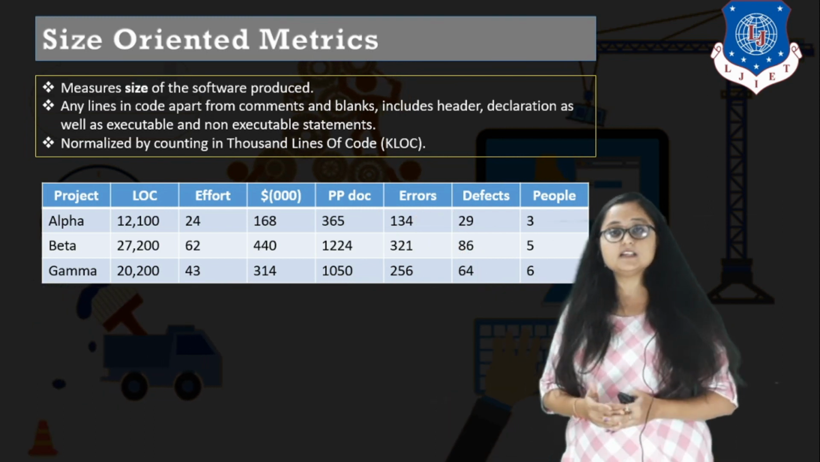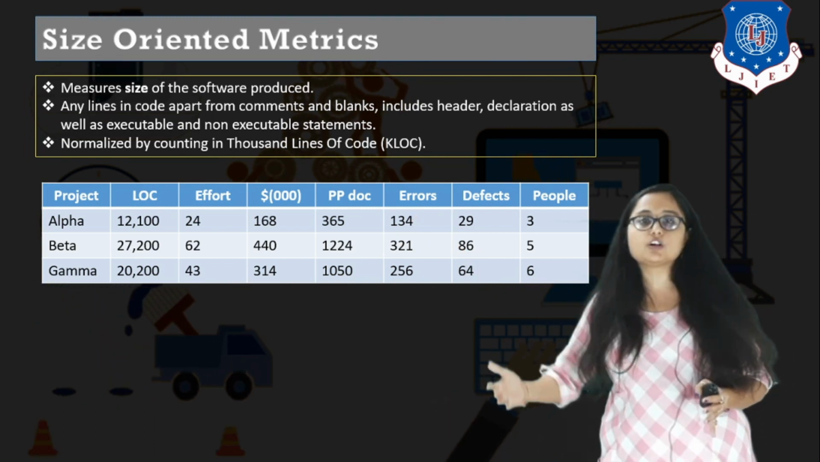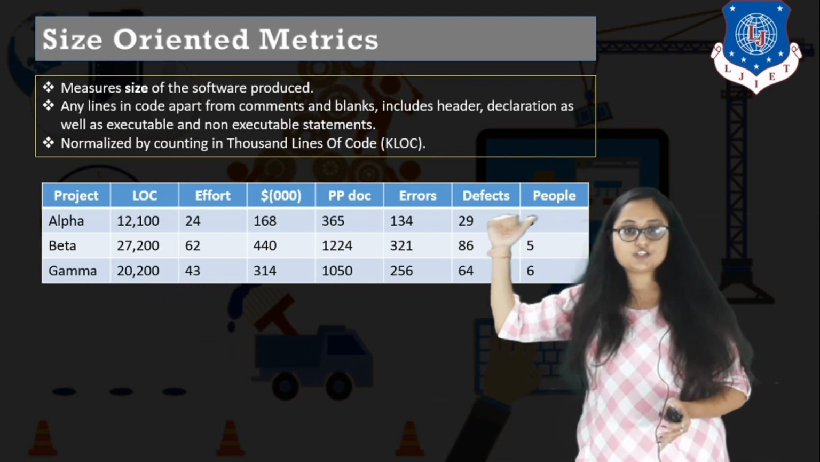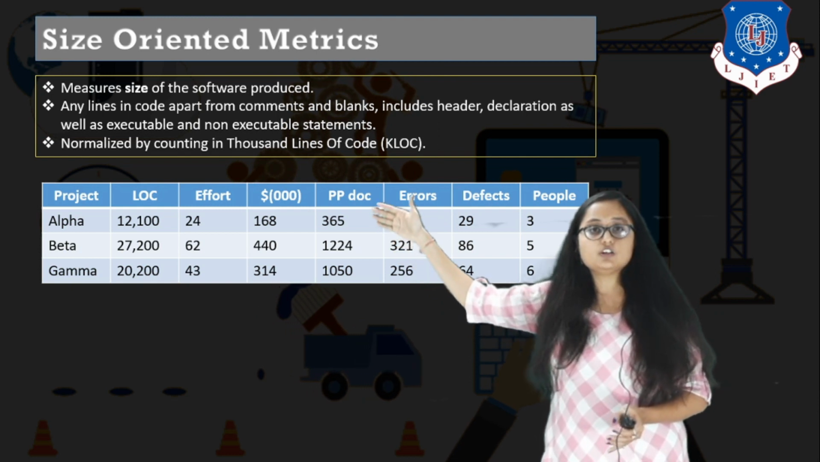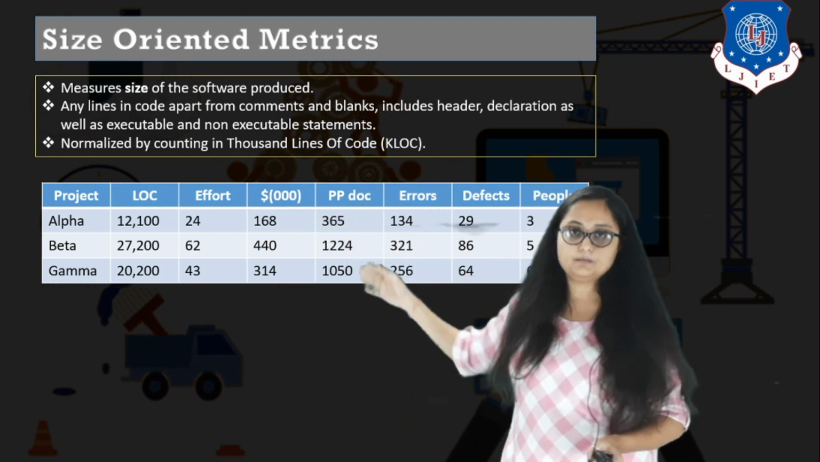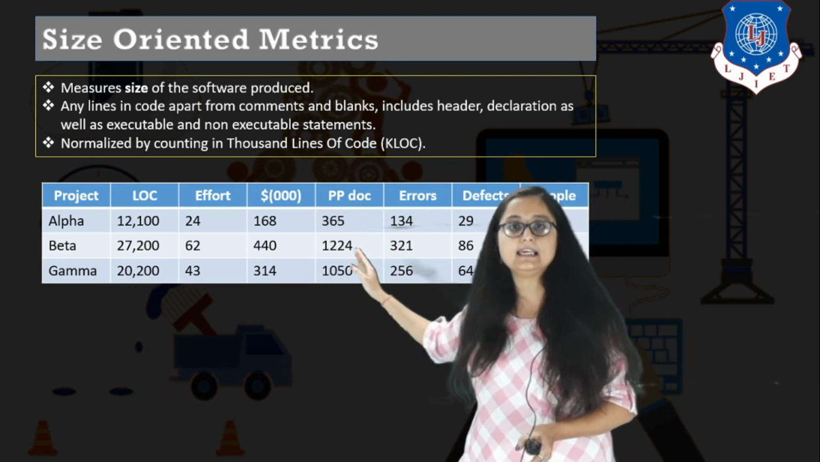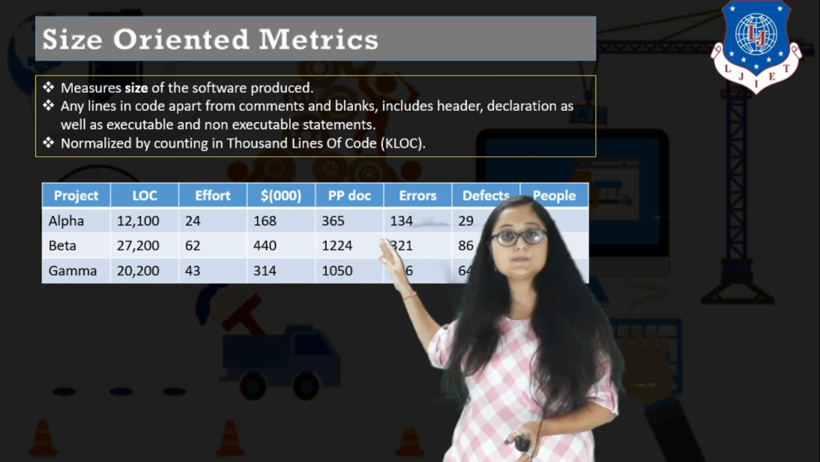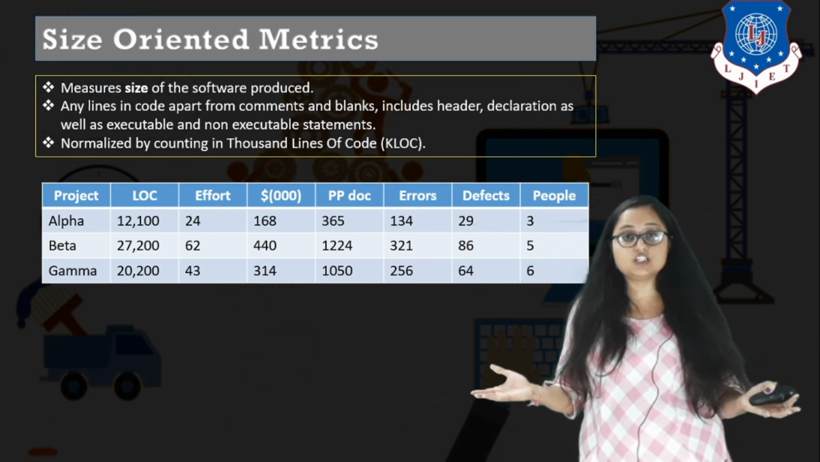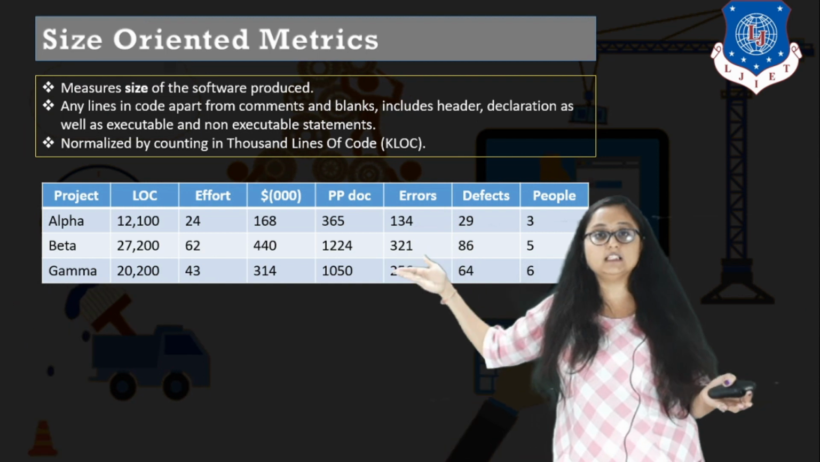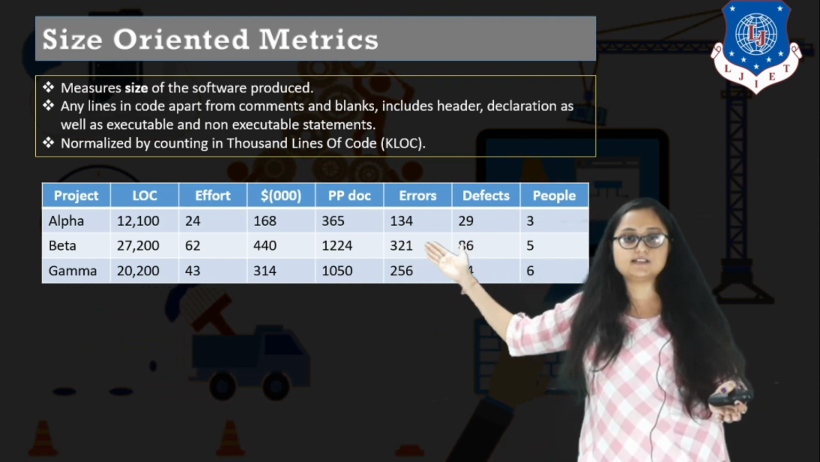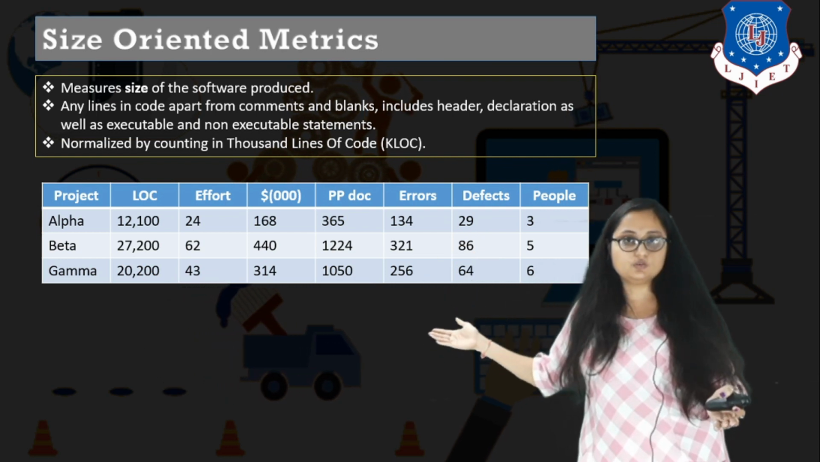Now effort is basically the number of persons multiplied by the number of months they are working on a particular project, right? So that is a multiplication of that. The next is dollar, it means this is the money, right? So 168K, it is also in thousands. The next is PP doc, that is pages per documentation. So the overall documentation that you have prepared for alpha, beta and gamma project, what are the pages per documentation, 365 or 1050, etc., right?